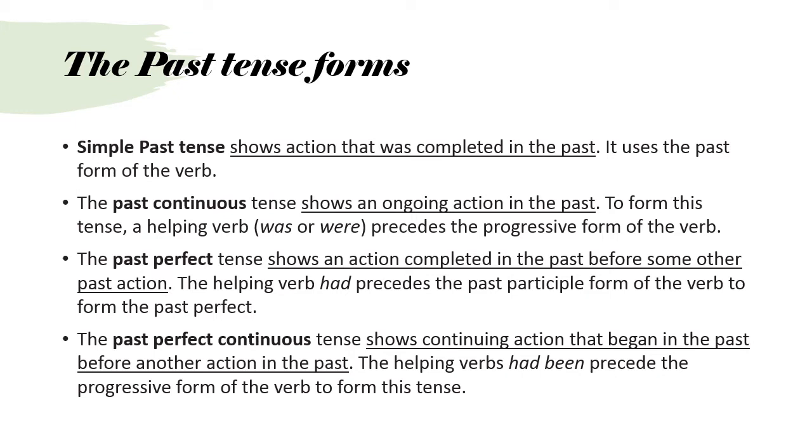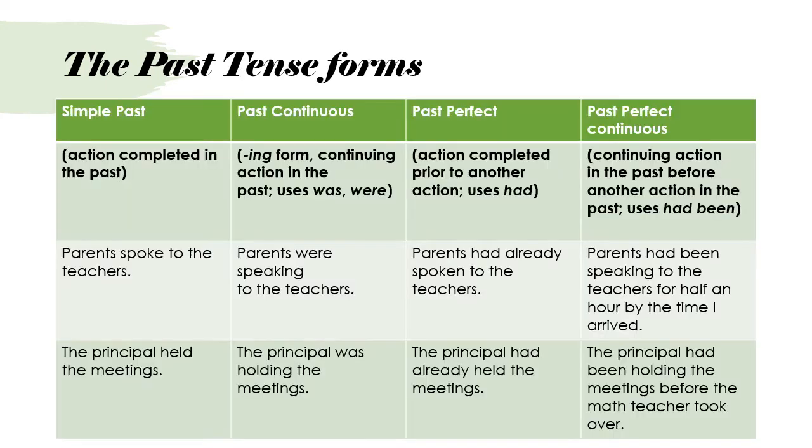So in the case of past perfect, we have two actions. One action is completed in the past before some other past action. The past perfect continuous tense shows a continuing action that began in the past before another action in the past. So the helping verbs had been are used, and they precede the progressive form of the verb to form this tense. Now let's look more closely at all of these four past tense forms.